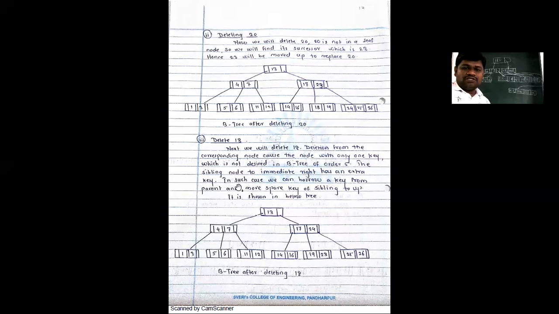Here the sibling node to the immediate right has an extra key. In such a case, we can borrow a key from the parent and move the spare key in the sibling up. It is shown in the below diagram, right? So what have we done? We moved 24 up and after that 23 we pulled down, right? In this way, we have deleted 18.